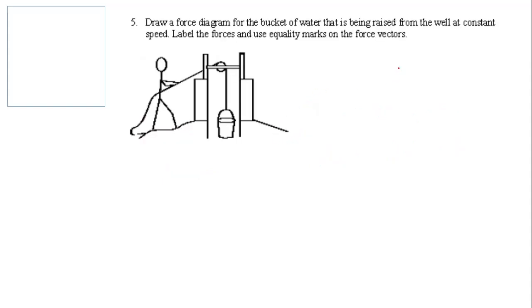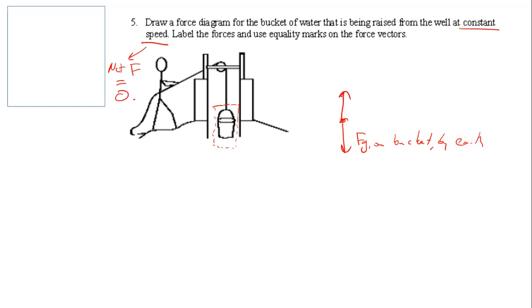The bucket of water is being raised from the well. Here's the key: constant speed. What does that mean? It means net force equals 0. Force diagram for the bucket of water. Identify the system. Just the bucket, not the person, not the rope, just the bucket. Redraw it as a dot. Force down, obviously, gravity. On bucket by Earth.